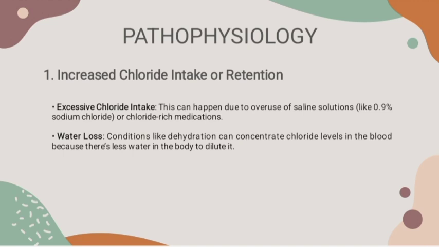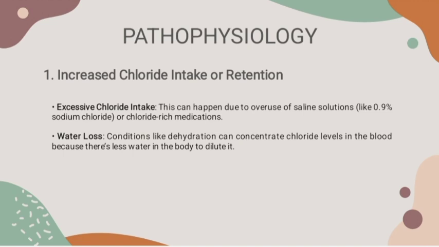So what could cause hyperchloremia? If the patient has an excessive chloride intake, this commonly happens in clinical settings, due to the overuse of saline solutions, particularly 0.9% sodium chloride. Normal saline has a chloride concentration of 154 mEq per liter, which is higher than what our body typically maintains. So if it is over-administered to the patient, they can develop hyperchloremia.